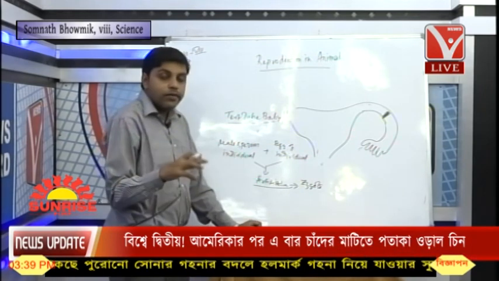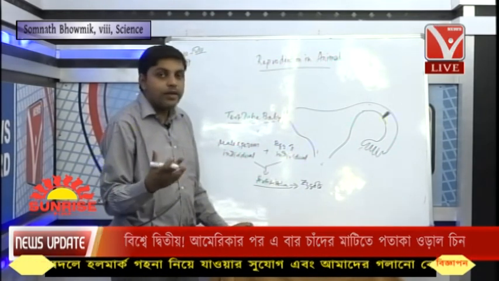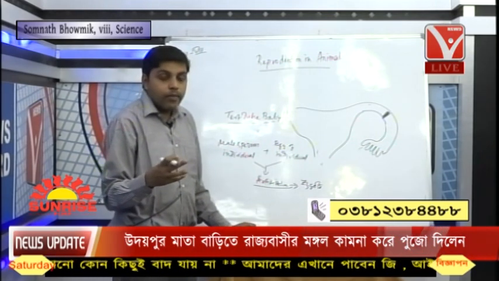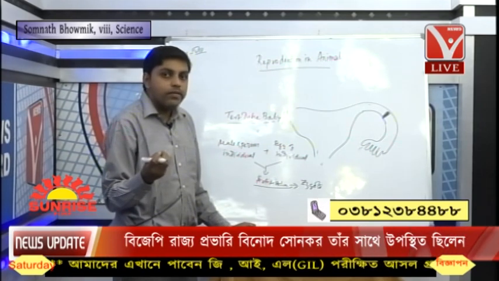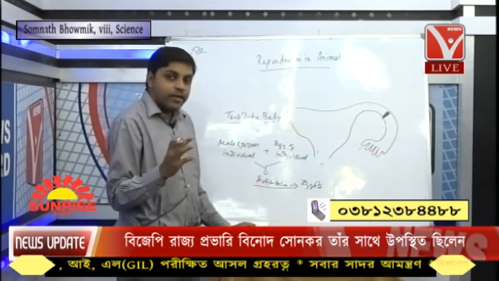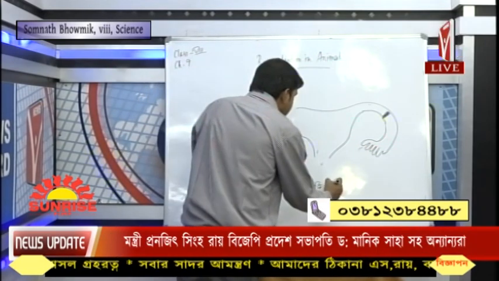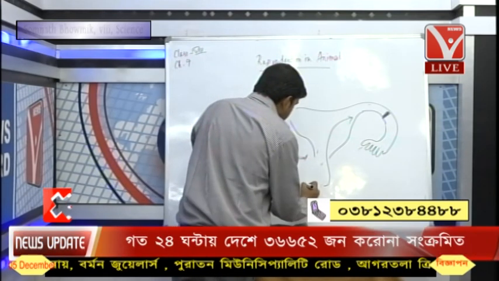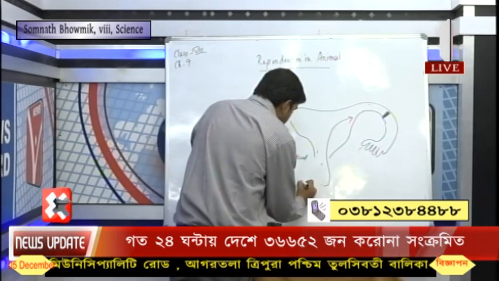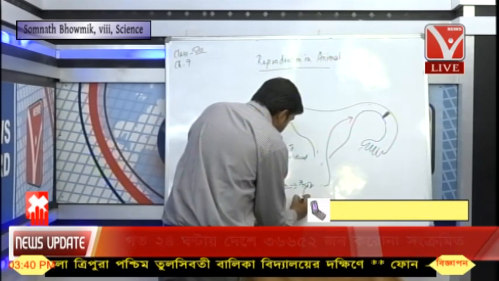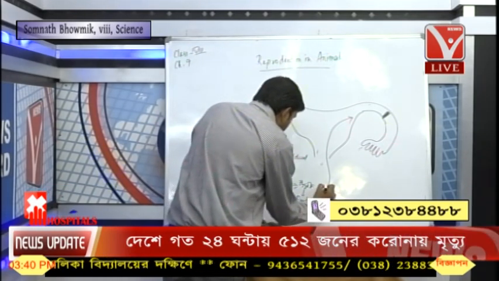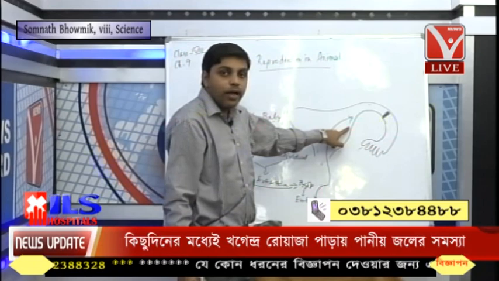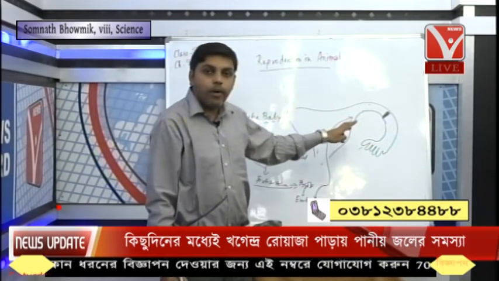This zygote divides, and after a certain stage, you will learn all these things in your higher chapters, these zygotes are again implanted, that is, the embryo. After fertilization they form the zygote, from the zygote they form the embryo, and this embryo is implanted in the uterus.